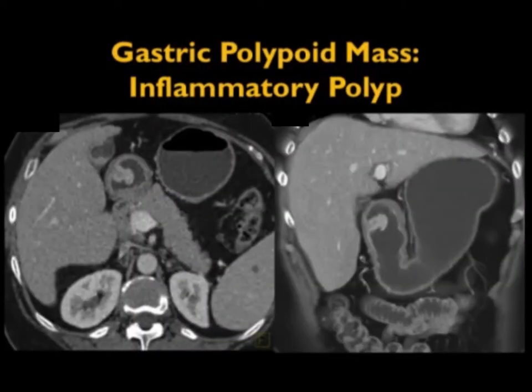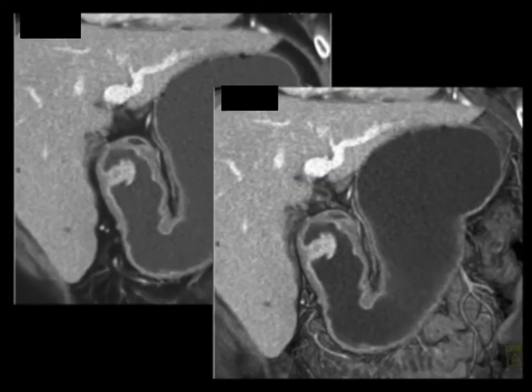Now, at times it can be tricky. Here's a polyp in the patient's antrum. It's enhancing, but this sure looks like a carcinoma. This ended up being an inflammatory polyp, very nicely seen in this example. Kind of looks like a mushroom.